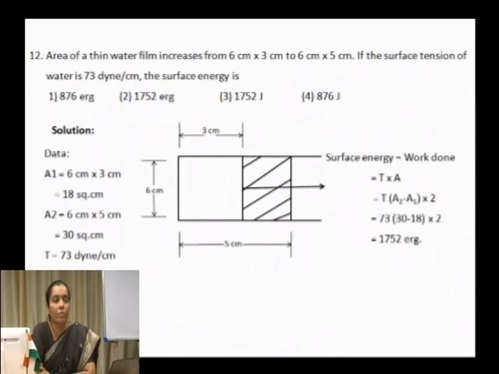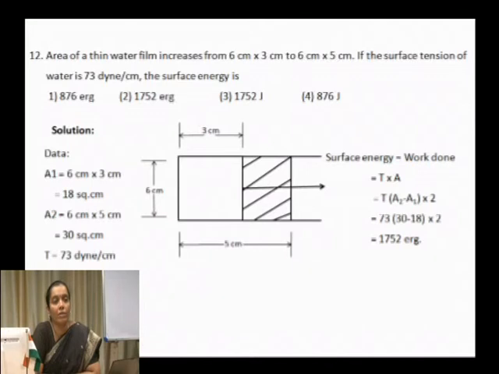Area of a thin water film increases from 6 centimeter into 3 centimeter to 6 centimeter into 5 centimeter. If the surface tension of water is 73 dynes per centimeter, calculate the surface energy. So, area of the water is increasing, height is remaining the same, 6 centimeter, only the horizontal length is increasing from 3 centimeter to 5 centimeter.